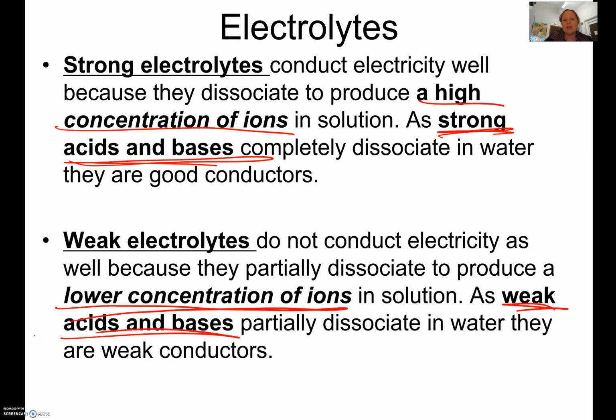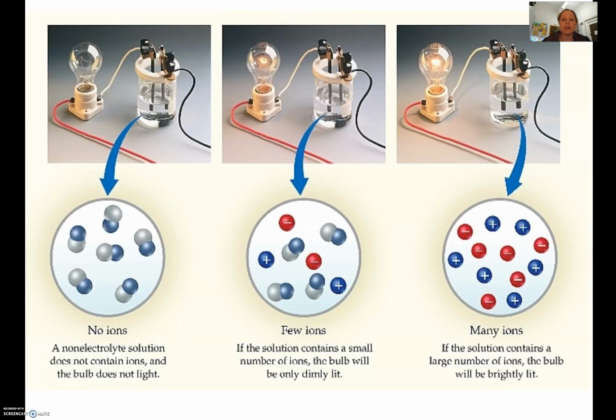Now I haven't included salts in these definitions, but we'll get back to salts in a second. Salts actually fall under this category, if I could spell salts properly, jeepers. But we'll come back to that. So this is just talking about acids and bases at the moment. So strong acids and bases are strong electrolytes, and weak acids and bases are weak electrolytes.